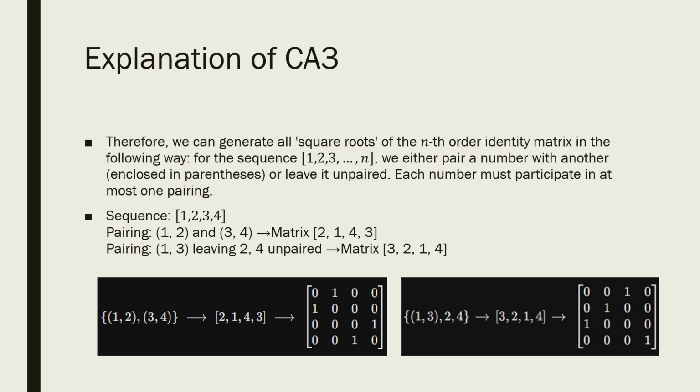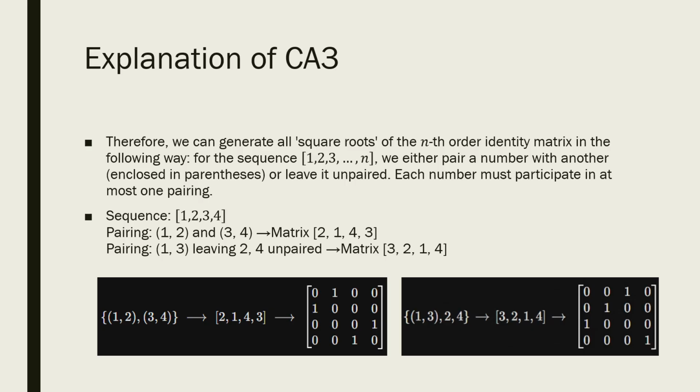Therefore, we can generate all square roots of the nth order identity matrix in the following way. For the sequence from 1 to n, we either pair a number with another or leave it unpaired. Each number must participate in at most one pairing.